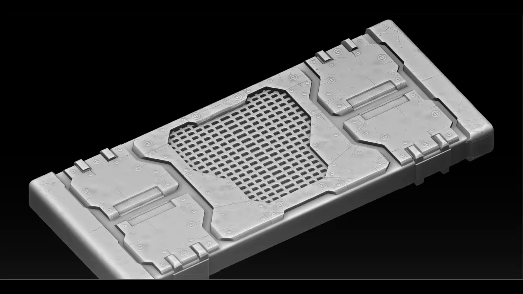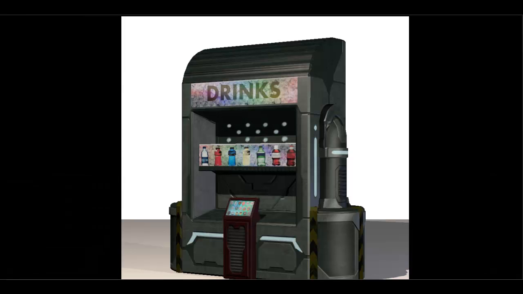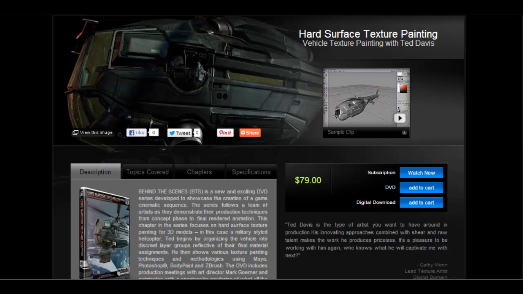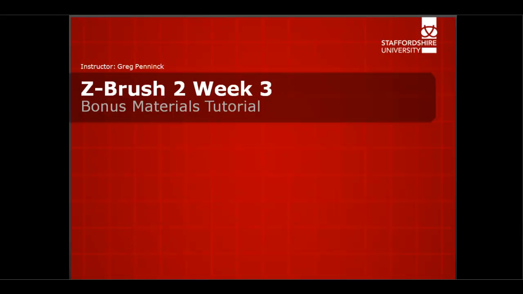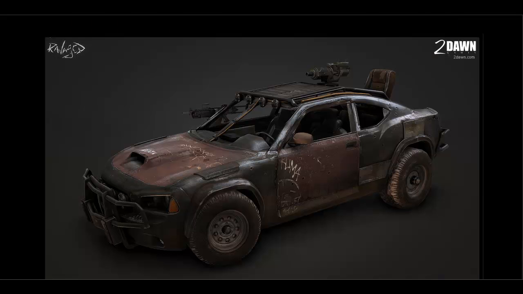A lot of alpha stamps were used for the finer repetitive details like bolts and rivets. I completed the retop, unwrap and projection and made my first attempt at hard surface diffuse textures. After that failure, I performed quite a bit of research following the Ted Davis hard surface texture painting DVD that I got from the library, going over Greg's lecture notes on texturing and hard surface, and looking at how other artists have accomplished their pieces.